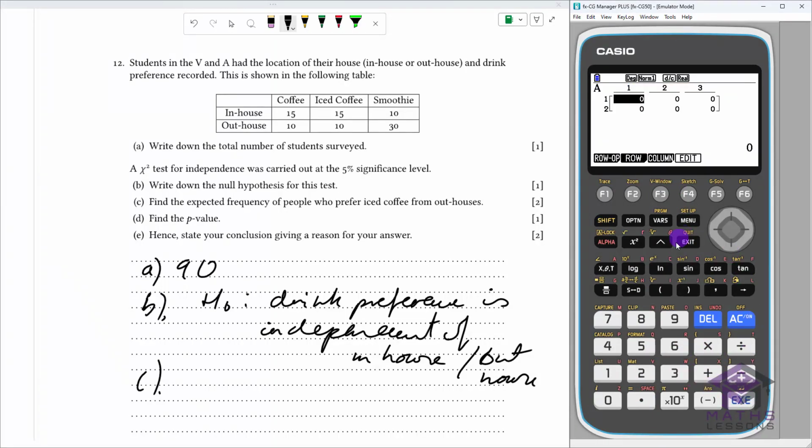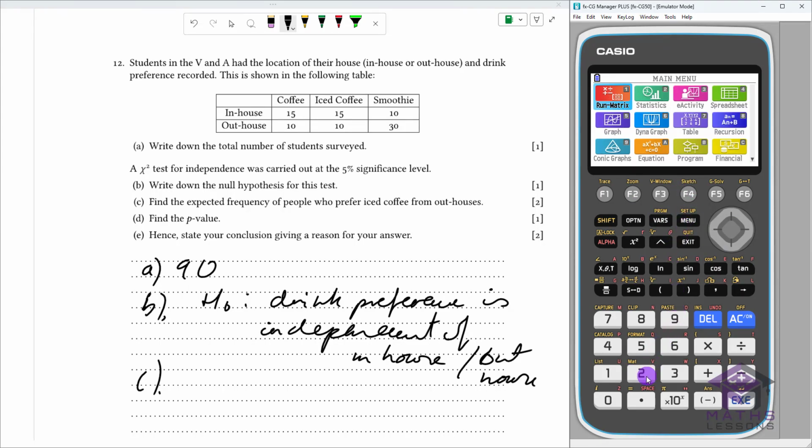You just redo it. And then we put the numbers in: 15, 15, 10, 10, 10, and 30. And press exit. They're now in matrix A. Now we're going to go to menu 2 because it's a stats thing.